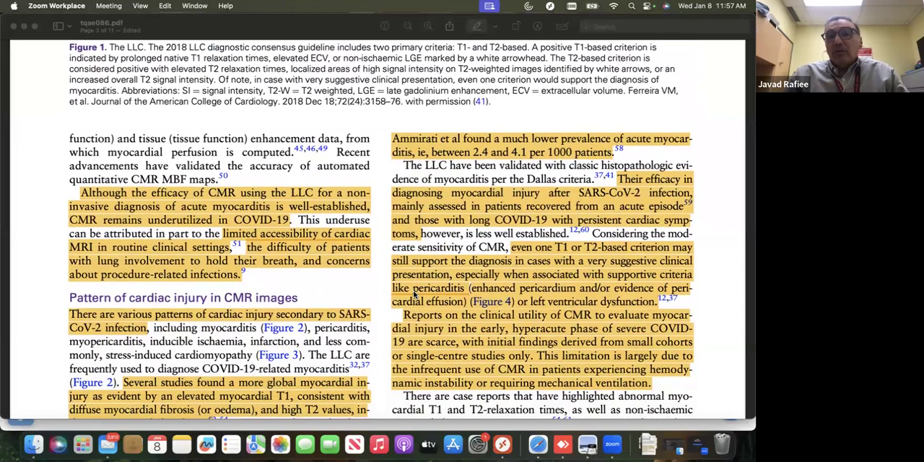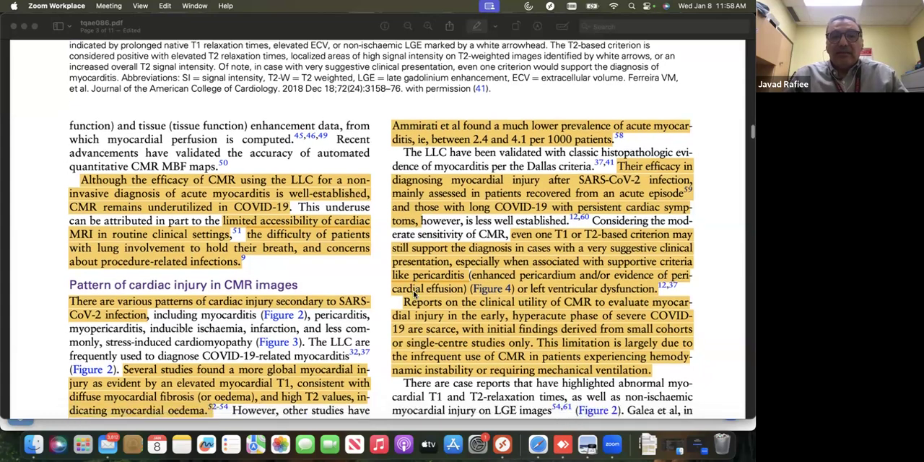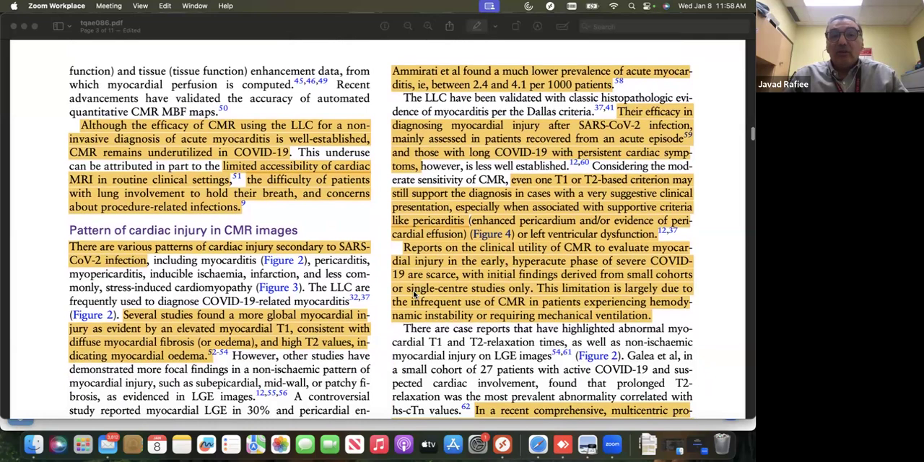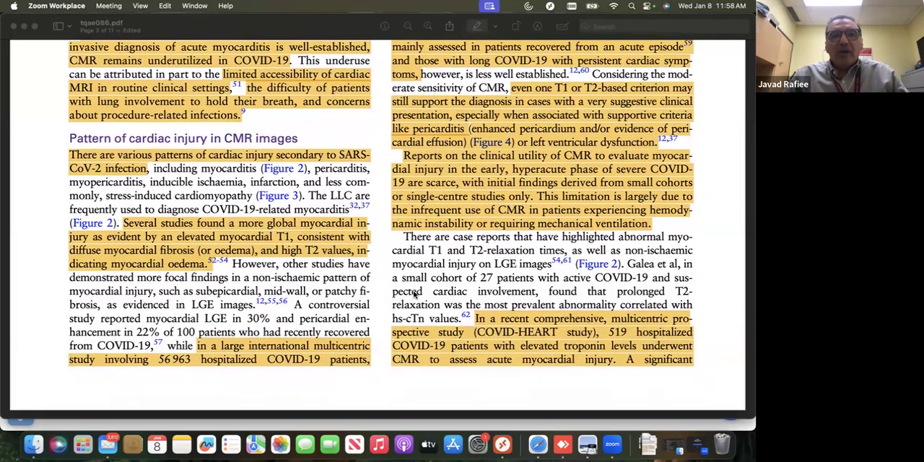We found that although cardiac MR is very useful to detect myocarditis, in patients with acute COVID-19 it's underutilized because of limited accessibility in most countries. And patients with difficult breathing, dependent on accessory machines, and with hemodynamic instability, it is very underutilized.